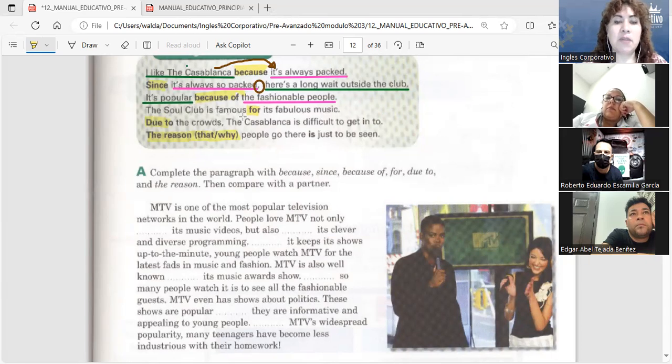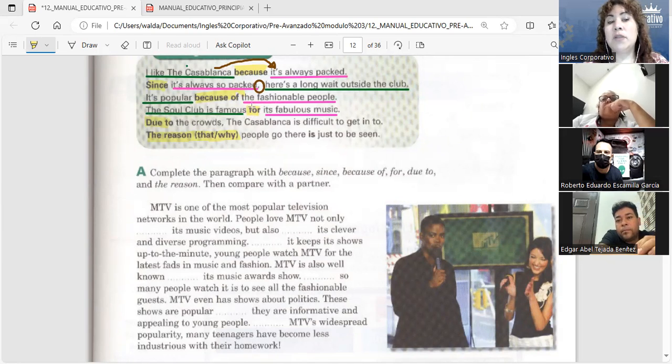And then we have this one, the Soul Club is famous for its fabulous music. In this case, the for is like saying the reason, okay? Not when you say, for example, this is for you. No, that's not how you use for. In this case, for is telling us a reason. So the reason is its fabulous music. Again, after for, we use a noun. And the main idea is this: the Soul Club is famous. But we always use for in the middle. We can't put for at the beginning.